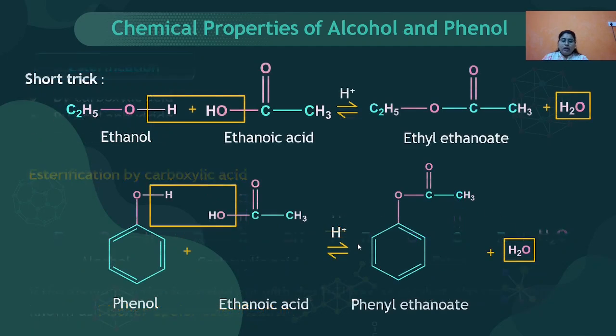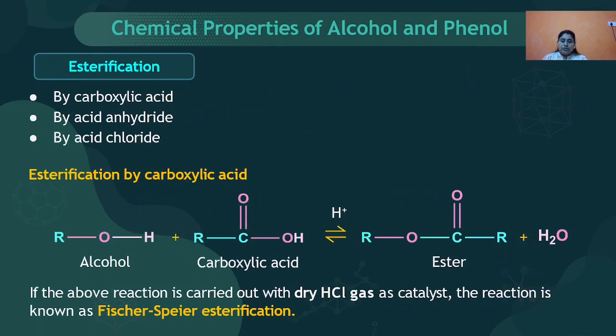We have to understand that this kind of reaction always takes place only in the presence of an acid, or in the presence of a proton. Without the presence of a proton, the reaction is not going to proceed. Since this reaction takes place in the presence of dry hydrochloric gas as a catalyst, this reaction is known as the Fischer-Speier esterification. This is a very important concept, and also one of the most repeated questions in the examination. This reaction takes place only in the presence of dry hydrochloric acid as a catalyst.